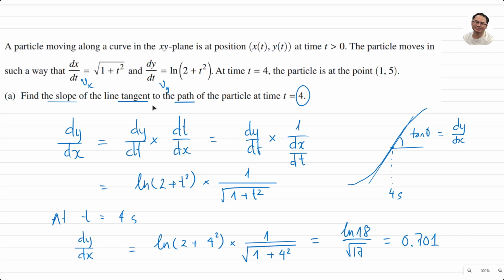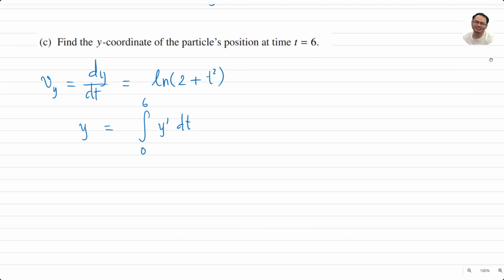So instead of taking the integral from 0 to 6 seconds, we can change it as follows: the y coordinate at the time 4 seconds, and then we add to it the integral from 4 seconds to 6 seconds of the vertical velocity vy with respect to time. And we know that y(4) is already given as 5, and we need to add it to this integral. So now we need to calculate this thing.